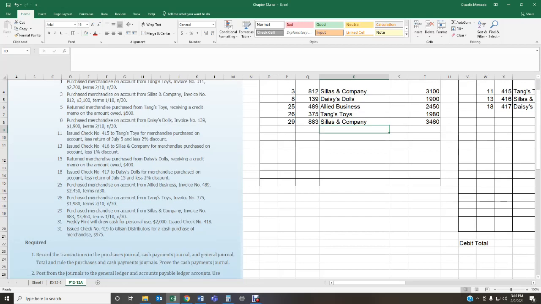Freddie Flynn withdrew cash for personal use, $2,000, issued check number 418. Okay. So here we have a withdrawal for personal use, and the business used the check to pay that person. Okay. So the 31st, Freddie Flynn withdrew cash for personal use.